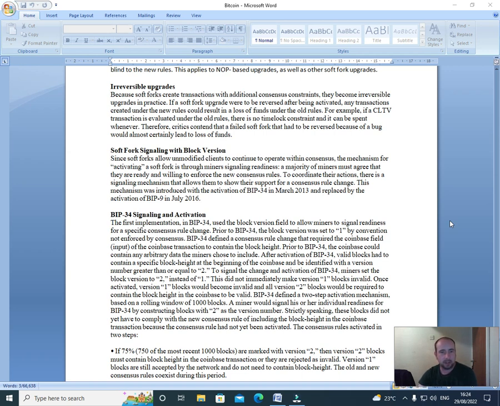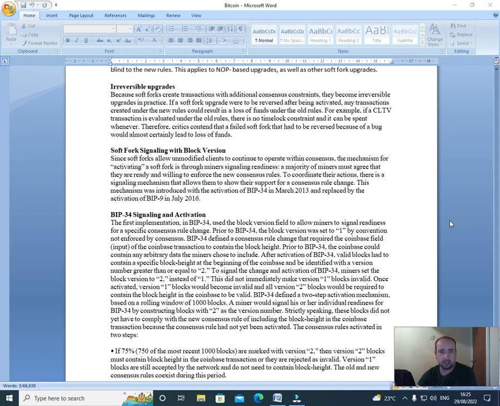Irreversible upgrades. Because soft forks create transactions with additional consensus constraints, they become irreversible upgrades in practice. If a soft fork upgrade were to be reversed after being activated, any transactions created under the new rules could result in a loss of funds under the old rules. For example, if a CLTV transaction is evaluated under the old rules, there is no time lock constraint and it can be spent whenever.